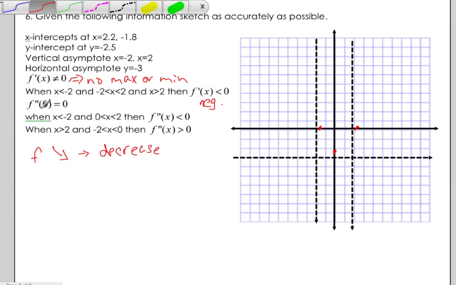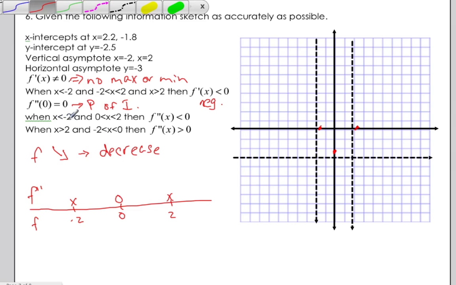Okay, next thing, f double prime at 0 equals 0. This is a possible point of inflection. We have to do our sign charts to see what's going on, and make sure it changes sign. So here is f double prime, and f. Put our asymptotes on, and our zeros for the second derivative. So this is not defined. This is 0. This is not defined. So now I have to look and see what's going on.